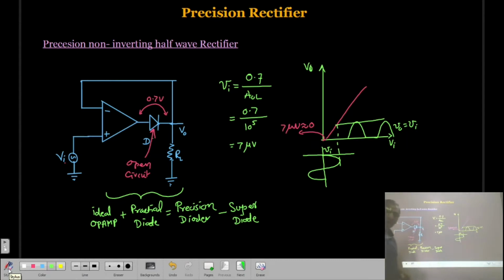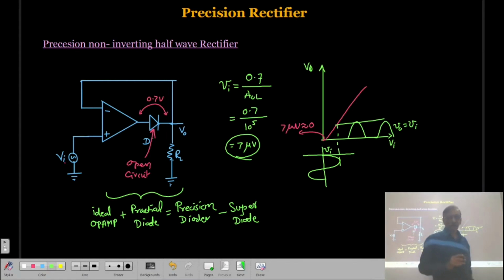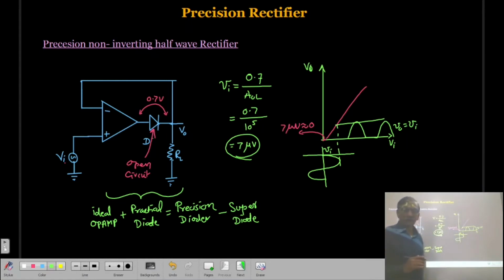Correct? So in this way, we can conduct the diode for a very small amplitude of the input signal. I think so now it is clear what is a precision diode or a super diode. Super diode will start conducting with a very small amplitude of the input signal. So practically if you see, if my input voltage is less than 7 microvolt, then the diode will not conduct. But as soon as it is more than 7, then it will start conducting and will give you the output voltage. Okay? Now let us see the function of this circuit.